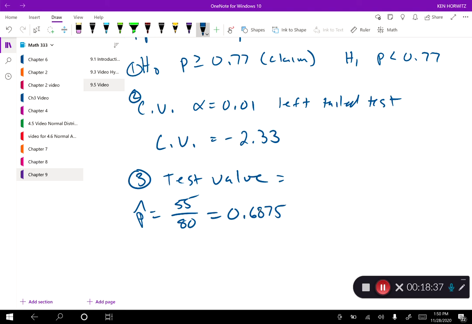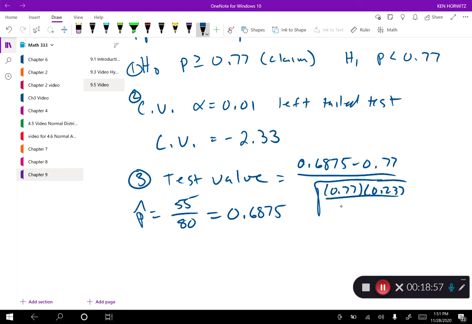All right, so 0.6875 minus 0.77 over the square root of 0.77 times 0.23 divided by 80. So again, pause the video. Let's do the calculation, see if our numbers match up.